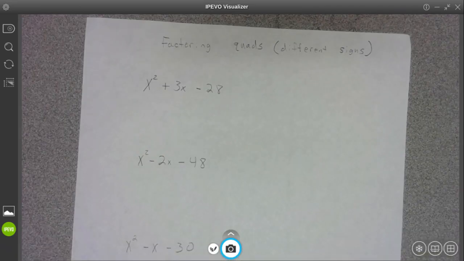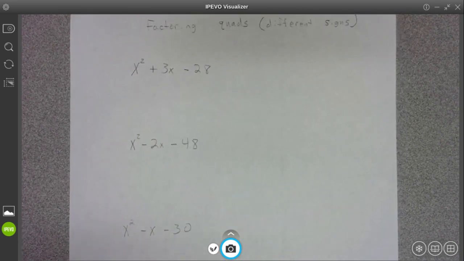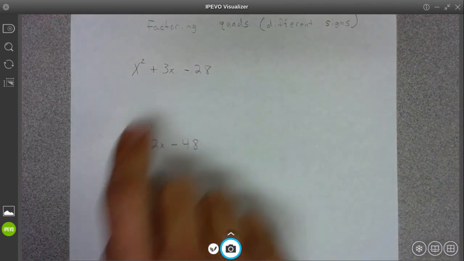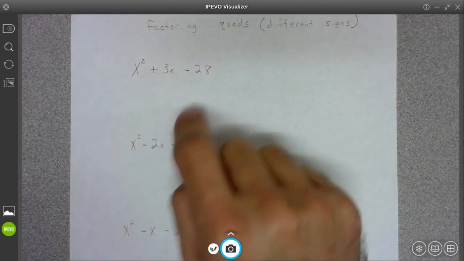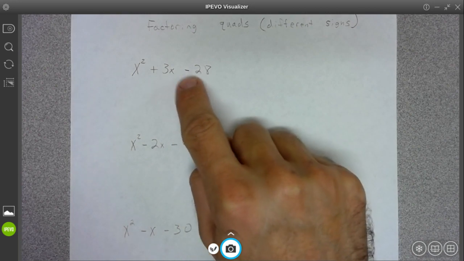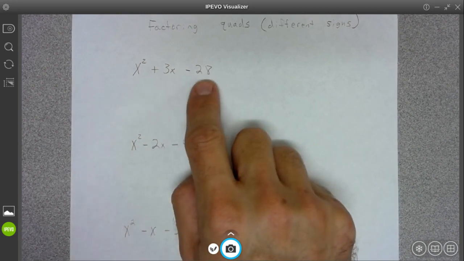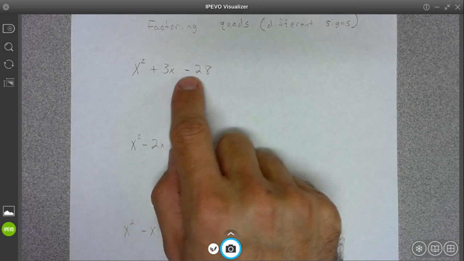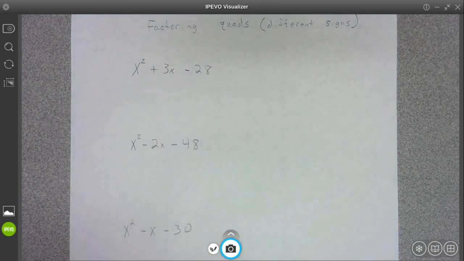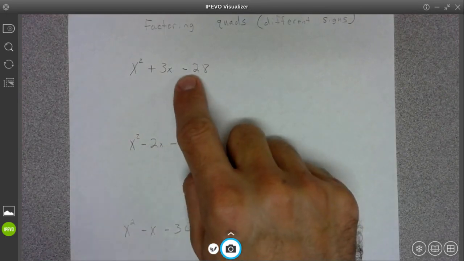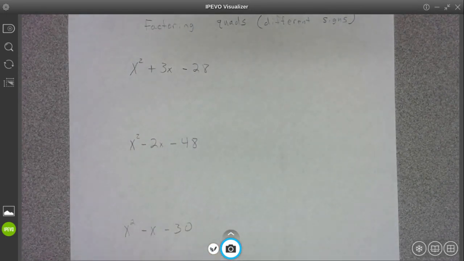So I hope you know what we're doing here. We're about to factor these quadratics. Now in those last examples that we looked at, this was still a 1, but this last number, the constant term, was a plus sign. If you go back and look, all the examples from last time had a plus sign right here. These are all going to be minus signs.